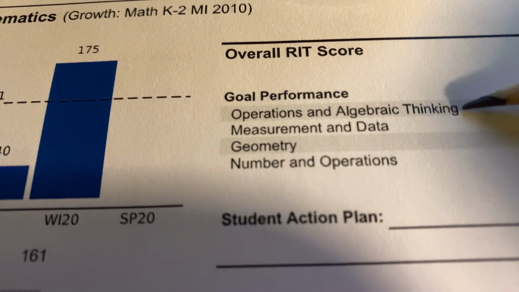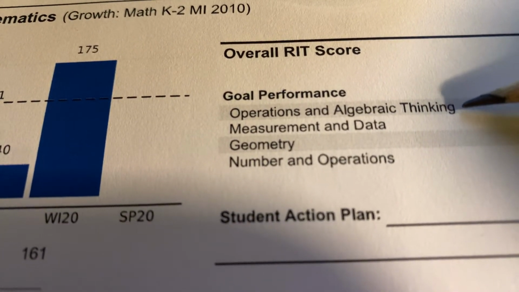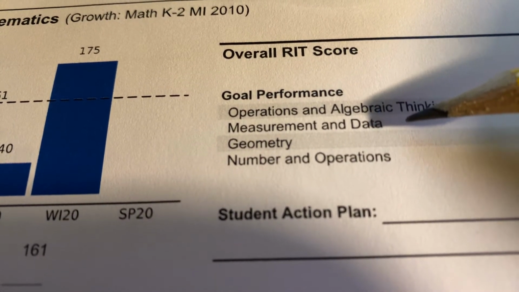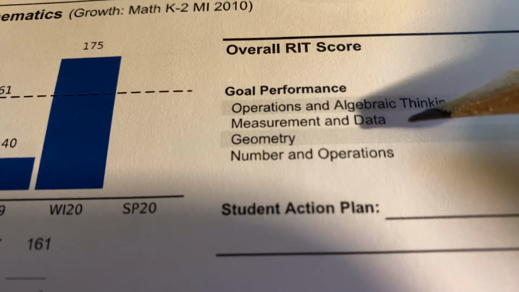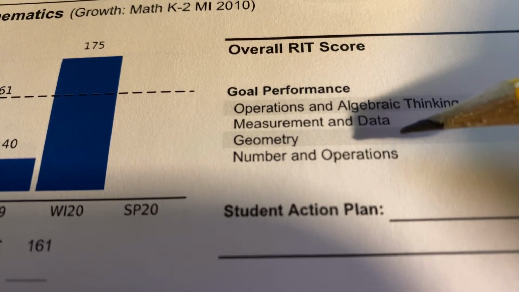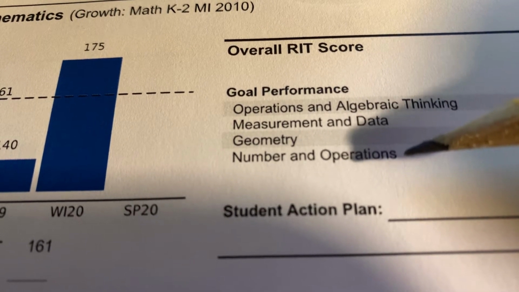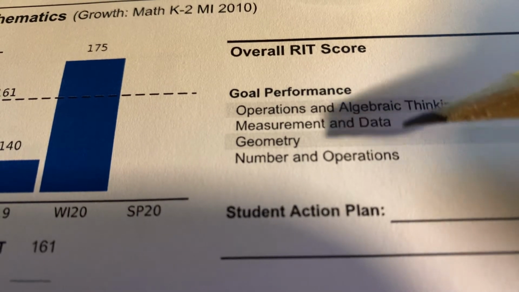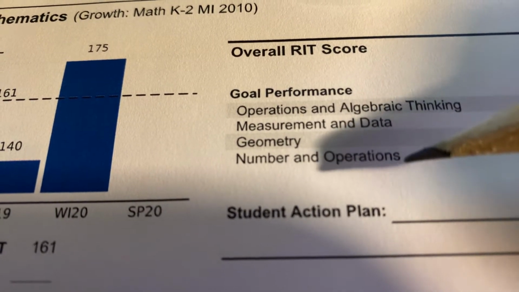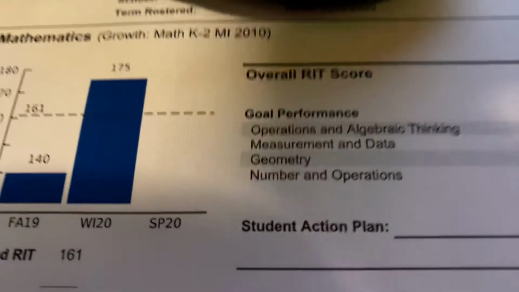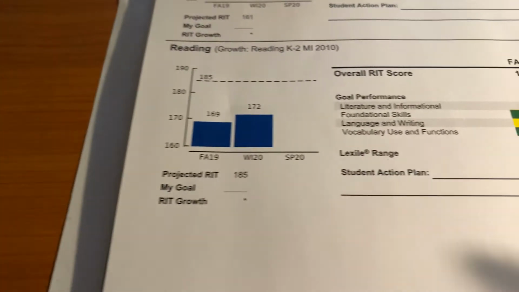Operations and algebraic thinking, that's just basically addition, subtraction, fact families, things like that. Measurement and data, we'll get into that really heavily in about a month here. Geometry as well. Number and operation, I mean, these two are similar. Algebraic thinking is basically solving for the unknown. But number and operation, that's also some of that fluency piece, addition, subtraction. So those are similar. But basically, you'll see the color coding too.